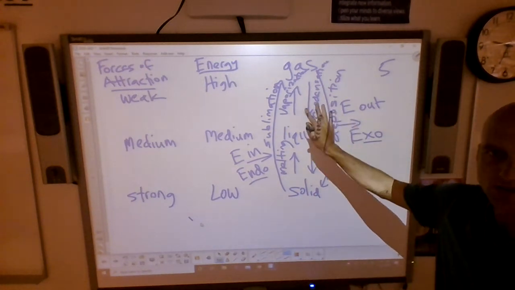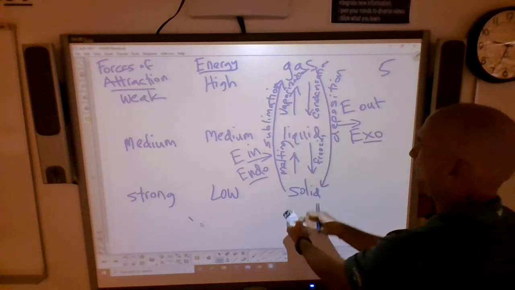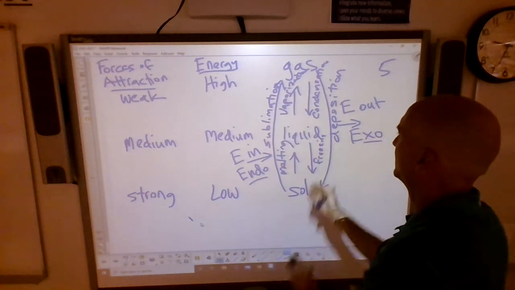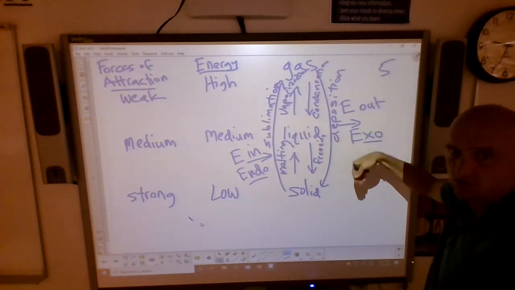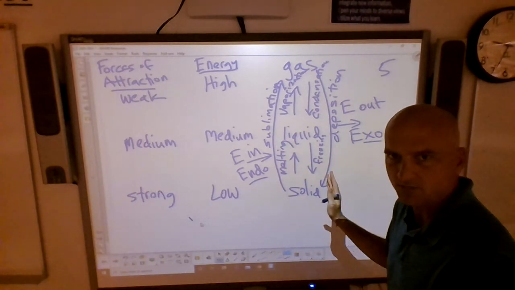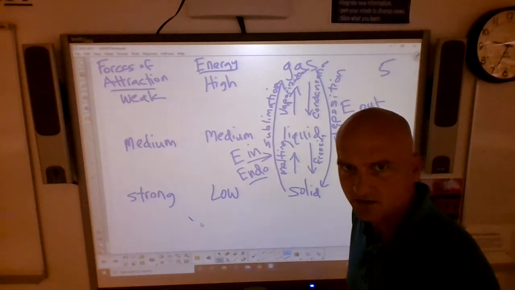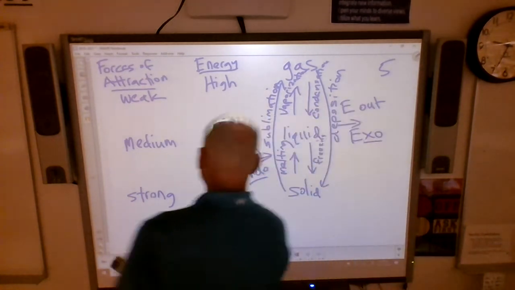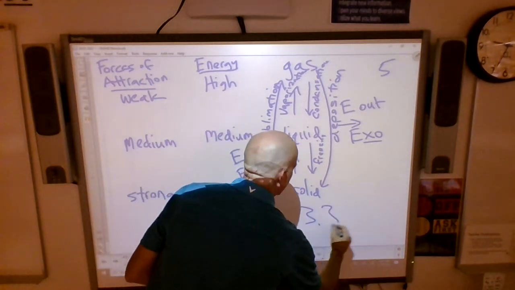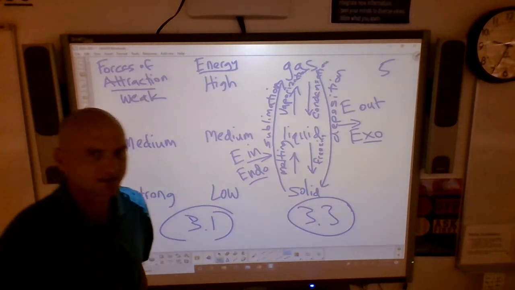So this is 3.3. 6 phase changes with their names. 3 of them endothermic, energy in. 3 of them exothermic, energy out. All right, hopefully you've got that in your notebook. Sorry if you can't see, I tried to write them in there as well as I could. This is 3.1, and this is 3.3. Just a few questions on the test from that.